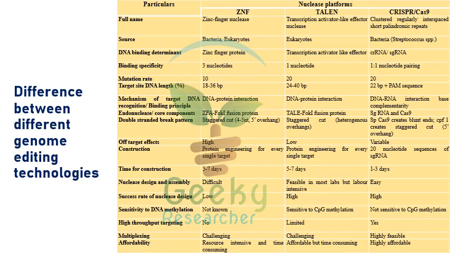So the difference between the genome editing tools: as I told you, not only CRISPR-Cas, other genome editing tools are ZFN, zinc finger nuclease, TALEN, transcription activator-like effector nuclease, and the last one is CRISPR-Cas9, clustered regularly interspaced short palindromic repeats. Among these three techniques, CRISPR is the most important, the most advanced and most featured technique when compared to ZFN and TALEN, and the description was given here. Hope you guys can go through.